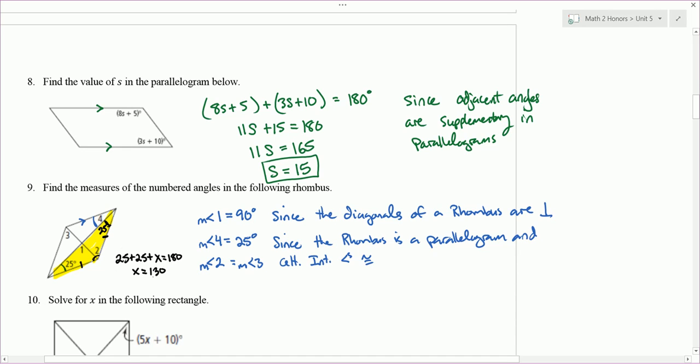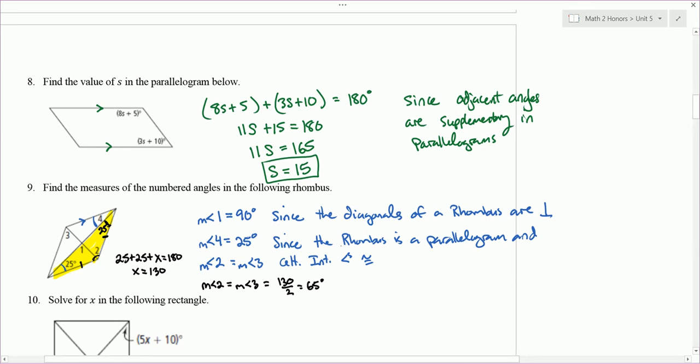And angle 2 is half of that because the diagonal of a rhombus bisects the angles, and so the measure of angle 2 and the measure of angle 3 is going to be 130 divided by 2, which is 65 degrees.